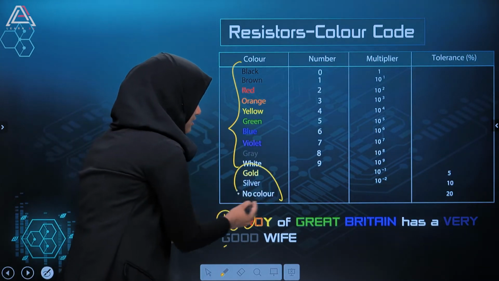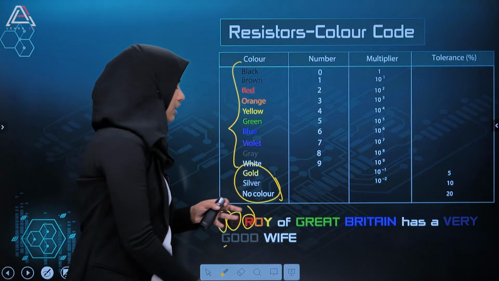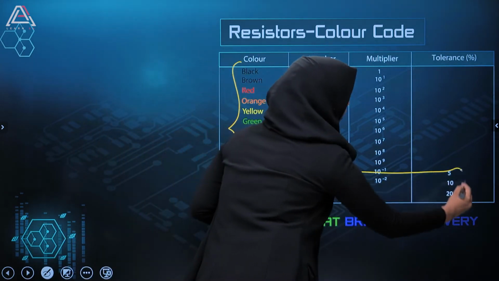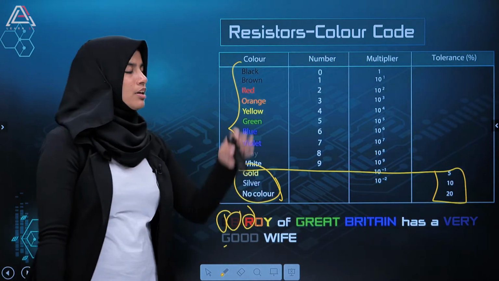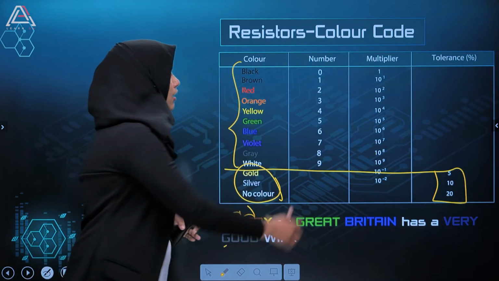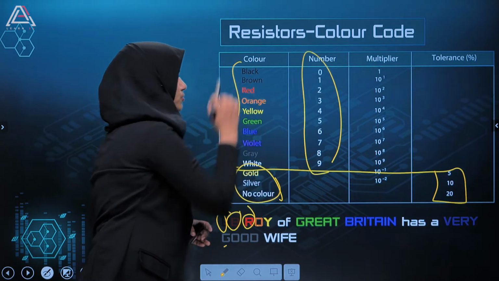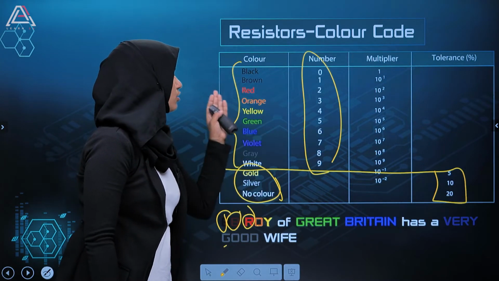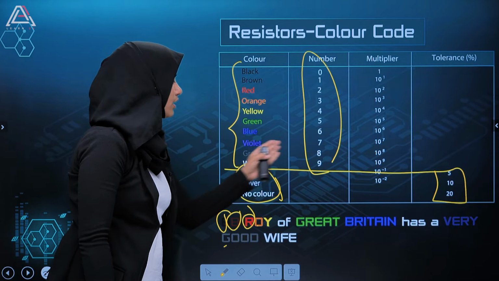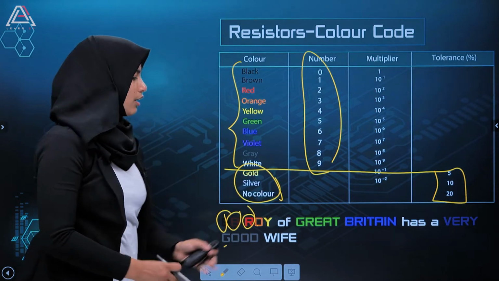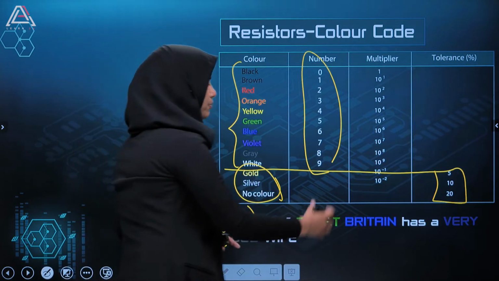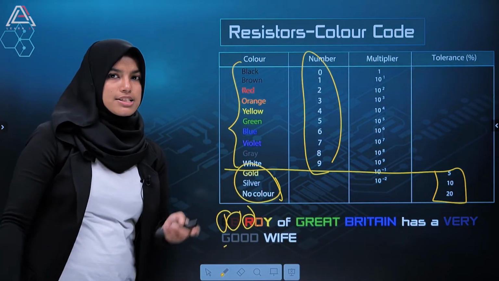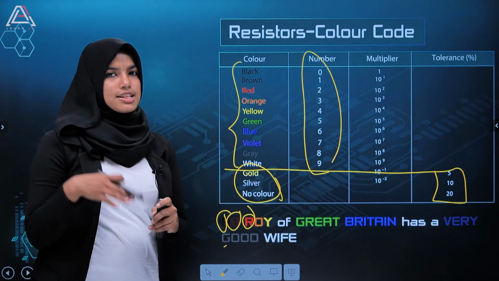Now, the rest of the three are not in the color code. They represent the tolerance. So this you have to learn by heart. You have to learn this order also. Black represents 0, red represents 2, grey represents 8, etc. Now, the three tolerances are gold, silver, and no color. Gold represents 5%, silver represents 10%, and no color represents 20%.